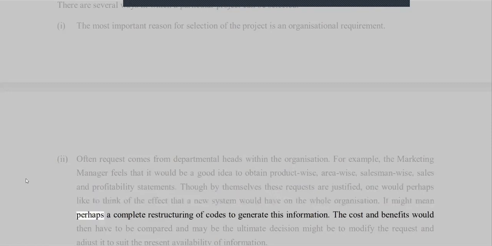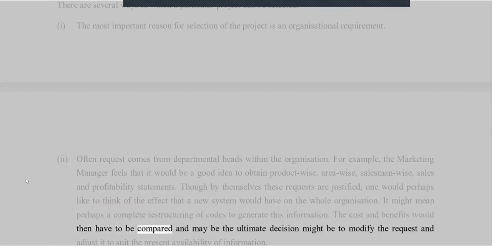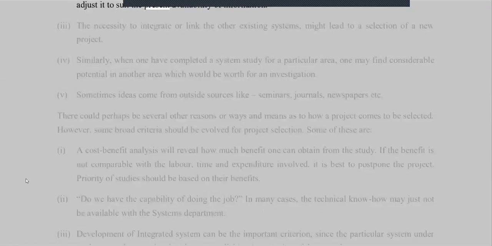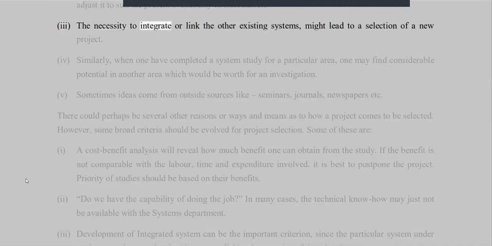It might mean perhaps a complete restructuring of codes to generate this information. The cost and benefits would then have to be compared, and maybe the ultimate decision might be to modify the request and adjust it to suit the present availability of information. 3. The necessity to integrate or link the other existing systems might lead to a selection of a new project.